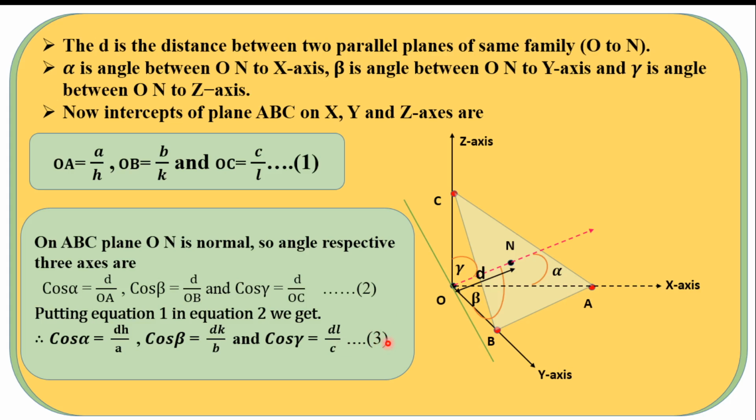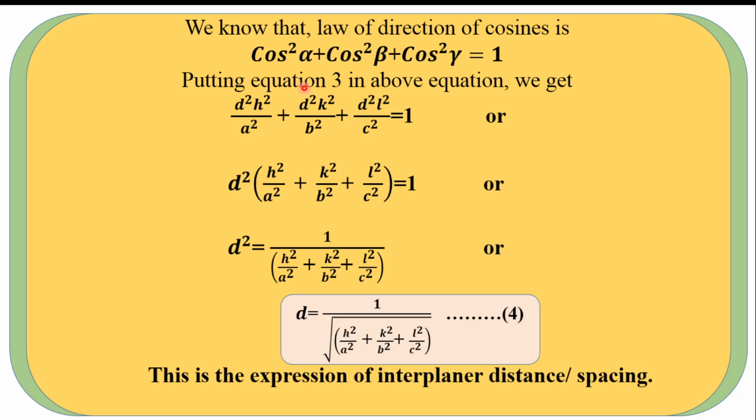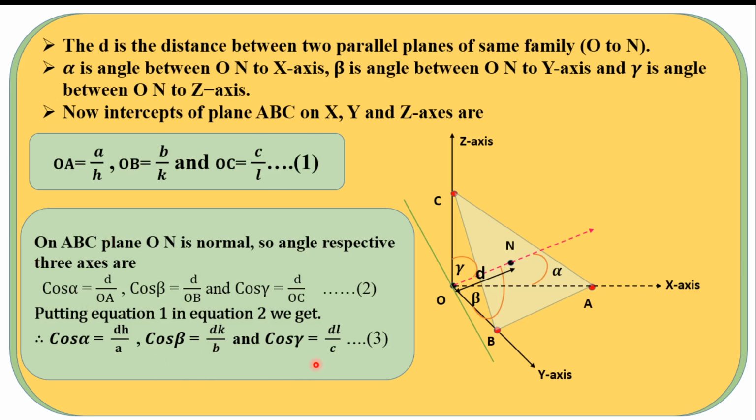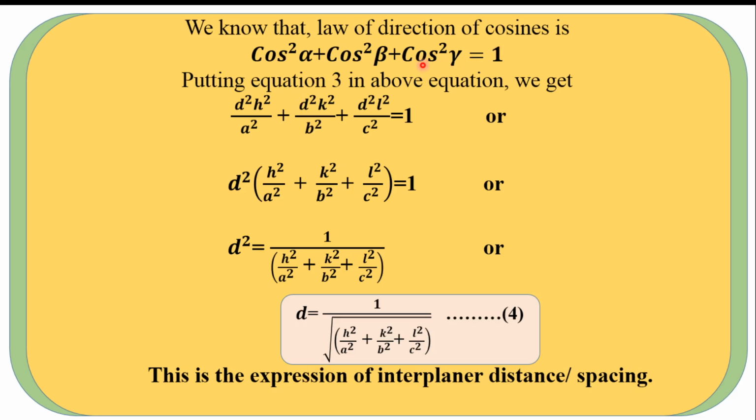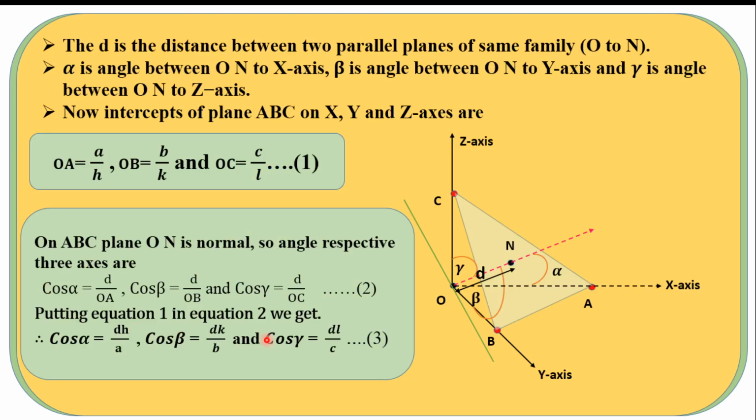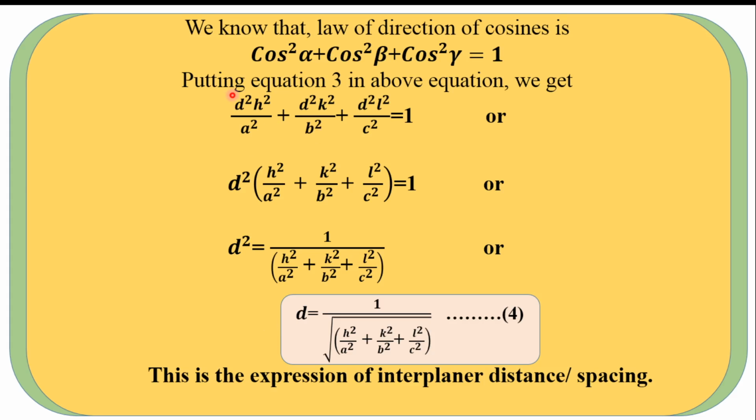So this is our equation 3, which gives cos alpha, cos beta and cos gamma. We know that the law of direction cosines is cos square alpha plus cos square beta plus cos square gamma is equal to 1. Putting equation 3 in the above equation, we get cos square alpha, cos square beta, cos square gamma is equal to 1.